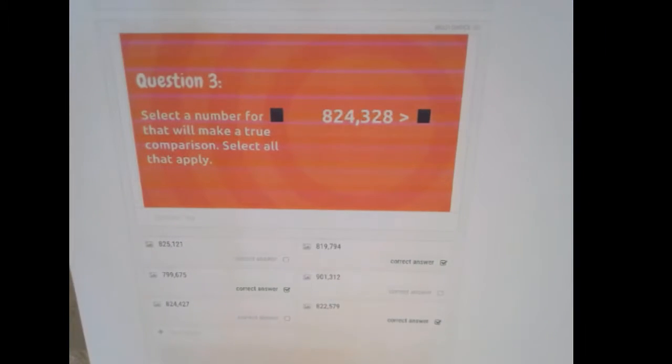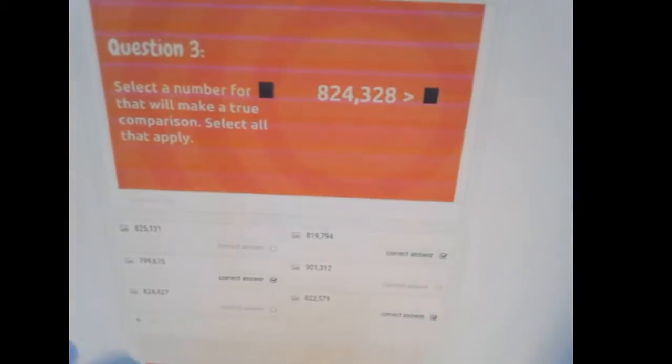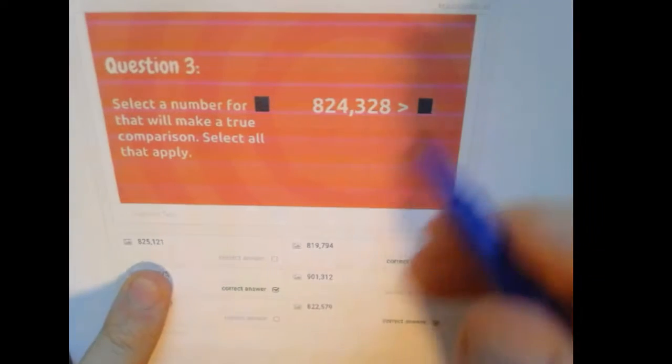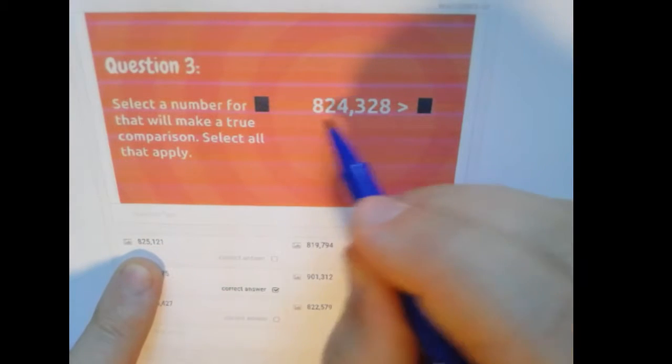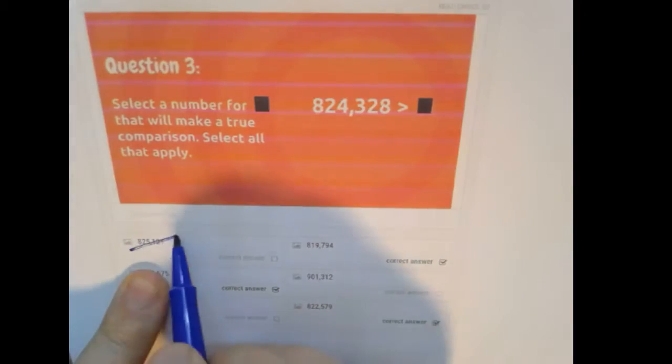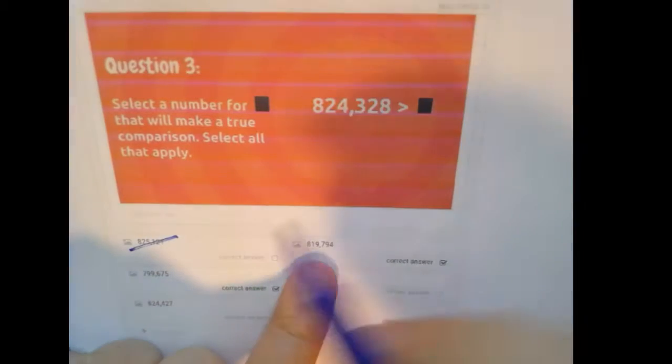So you want to select a number for the blank that would make this comparison true. We have to be a little bit careful and look at these very closely, and we want to look at the place value. So 824, look at that first. 825 is obviously bigger than 824, so I can cross that out already.